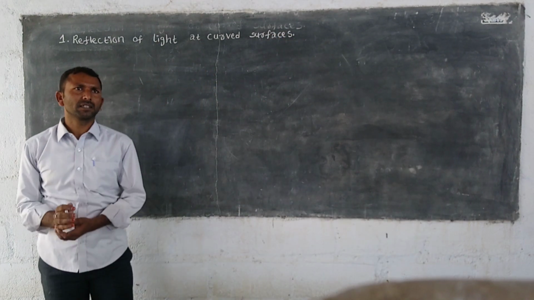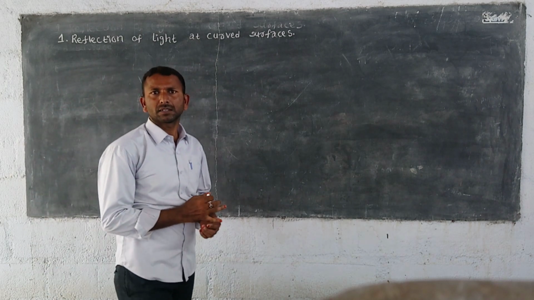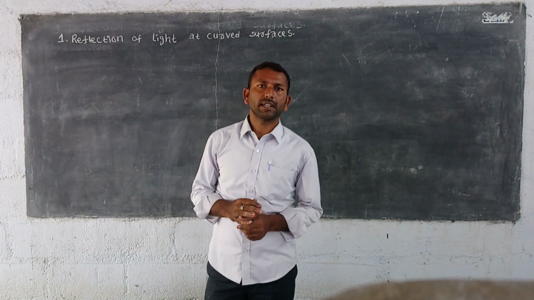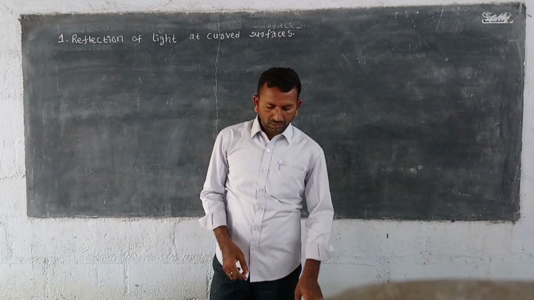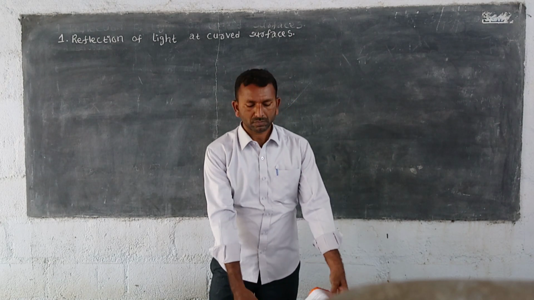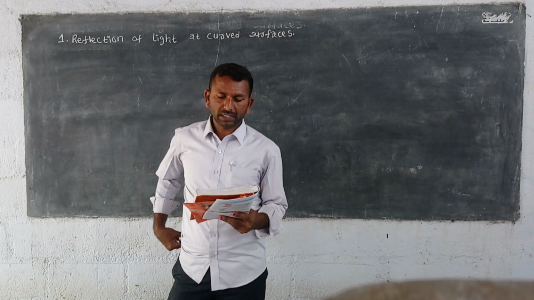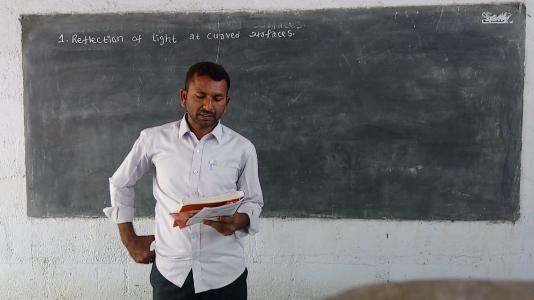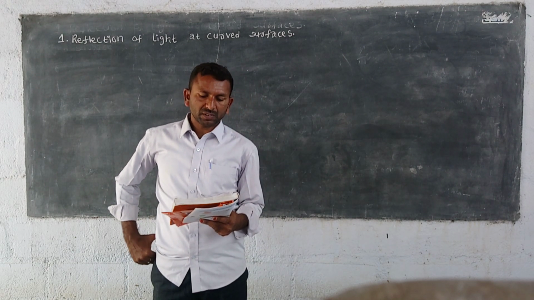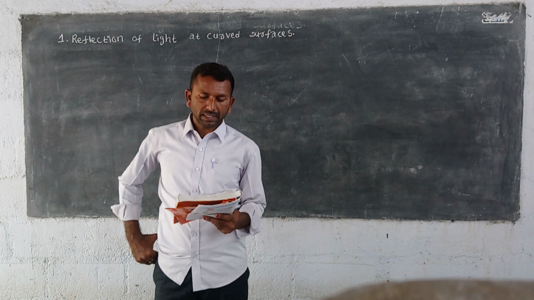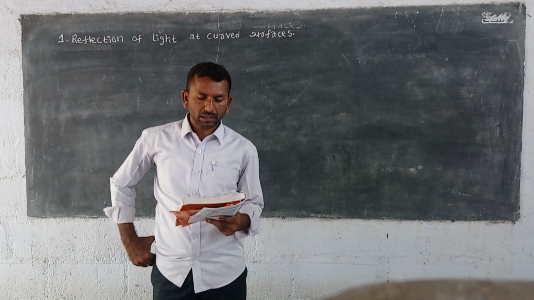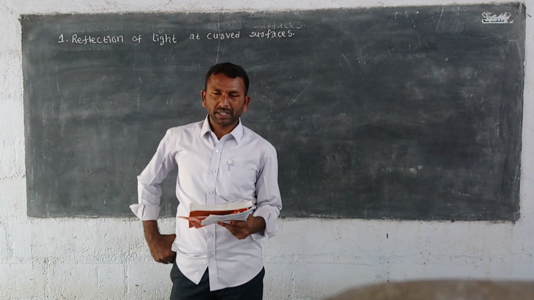Today's lesson is 10th class, first lesson: reflection of light at curved surfaces. So look at the book. In classes 7 and 8, you learned about image formation in plane mirrors. You also discussed spherical mirrors. You know why curved surfaces are known as spherical mirrors.